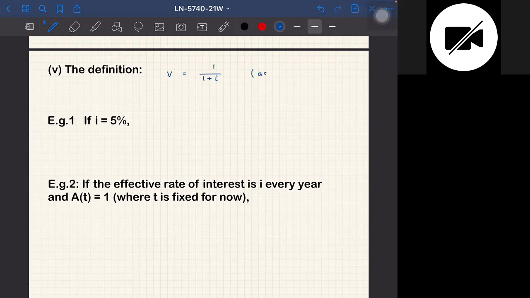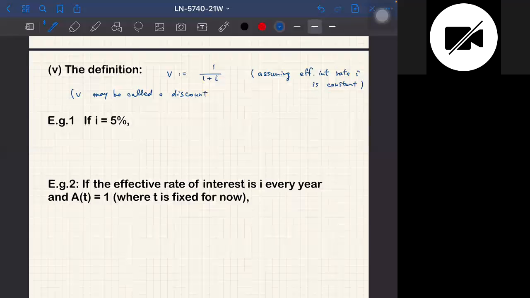So assuming effective interest rate I is constant, we say the 1 over 1 plus I as V. So we don't have any name for V, but maybe V can be called discount factor. Actually, it does not have any name in the book.